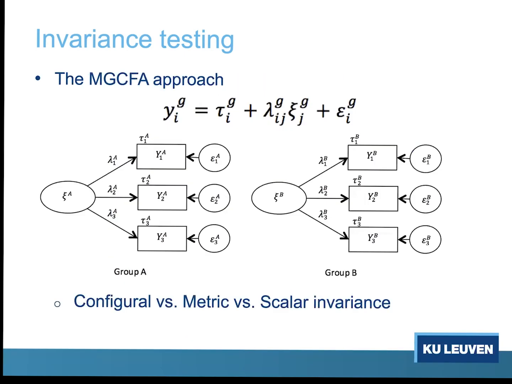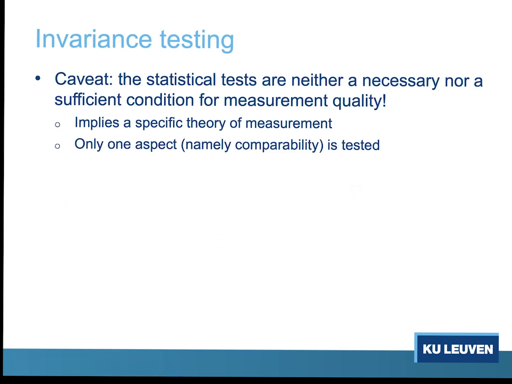For example, in the multi-group confirmatory factor analysis approach, what you would typically do is formulate measurement models, factor models, in different groups, and then try to see if certain measurement parameters, such as item intercepts or factor loadings, are similar across the groups or not. And if they are similar, it's an indication that measurements are comparable. Okay, now this is the whole underlying logic.